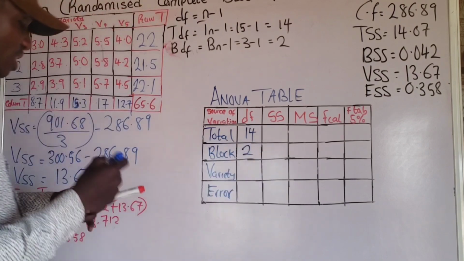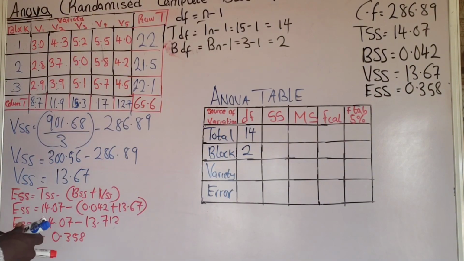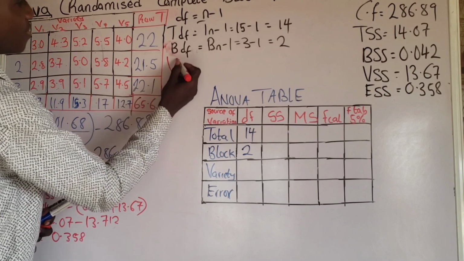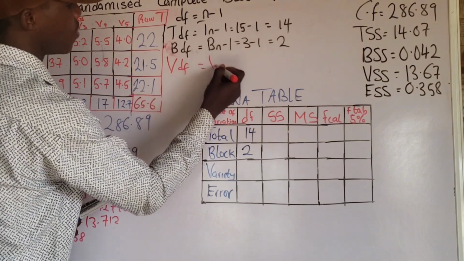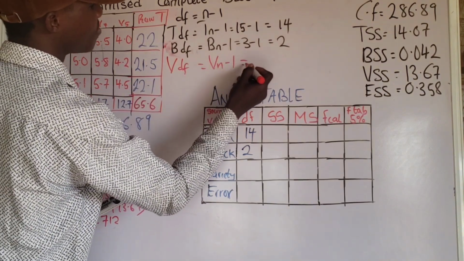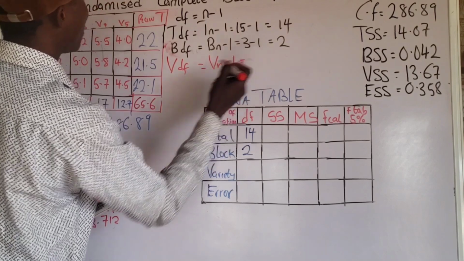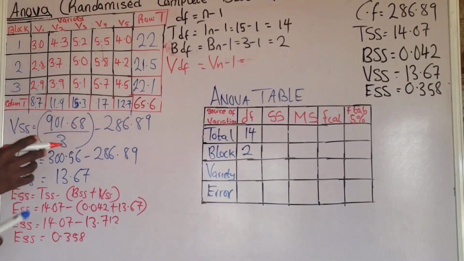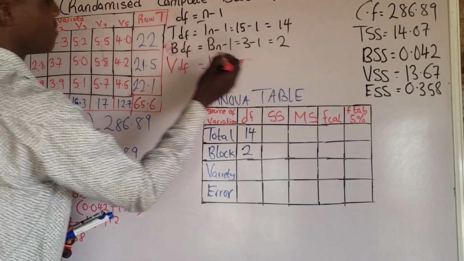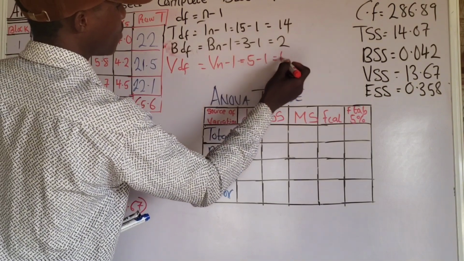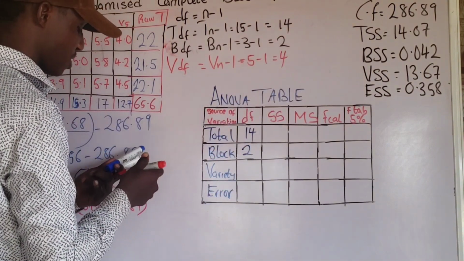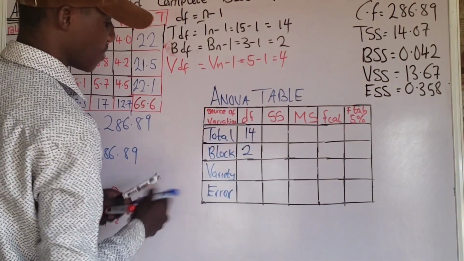Okay, now let's move to variety. The variety degree of freedom is equal to the total number of varieties that we have minus 1. We have 5 varieties, which are V1, V2, V3, V4, V5. 5 minus 1 is 4. So here I'm going to have 4.